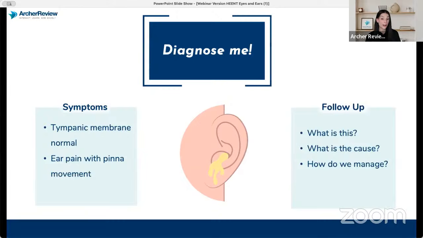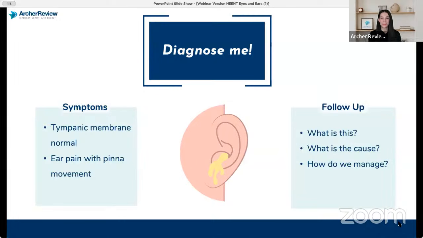This is typically caused by Pseudomonas and sometimes even Staph aureus. In otitis externa, we usually just use drops for that. So some Cortisporin or ofloxacin drops usually. No oral antibiotics needed because it's the external ear canal that is infected, not the internal ear canal.